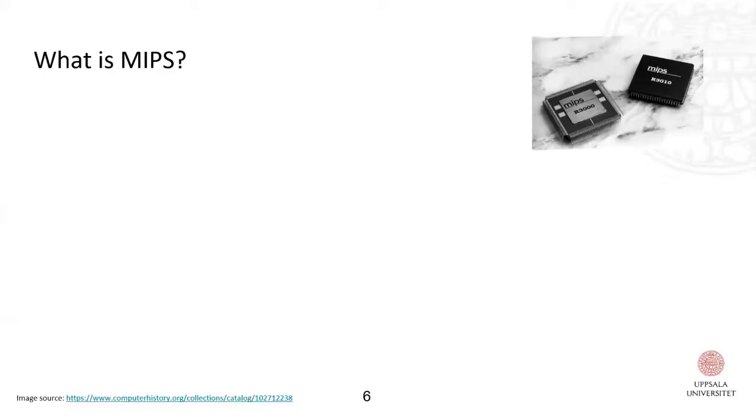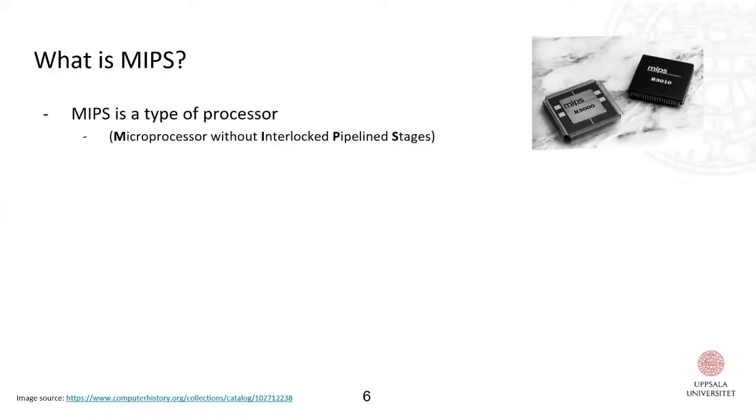So now let's see what is MIPS. MIPS is a type of processor, a type of CPU. And MIPS stands for microprocessor without interlocked pipeline stages.